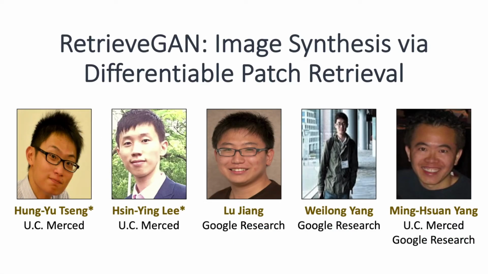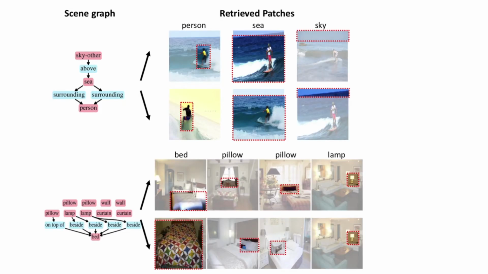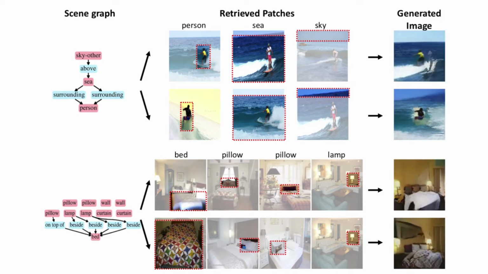I'm glad to share our work, image synthesis via differentiable patch retrieval. In this work, we aim to generate images from scene graph representations. Given the input scene graph, our model learns to retrieve a patch for each object from the real images. Our model then synthesizes the final image according to the retrieved patches.